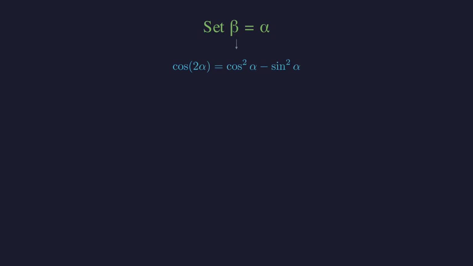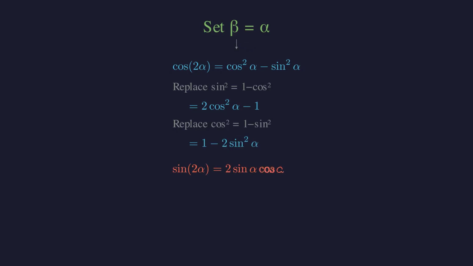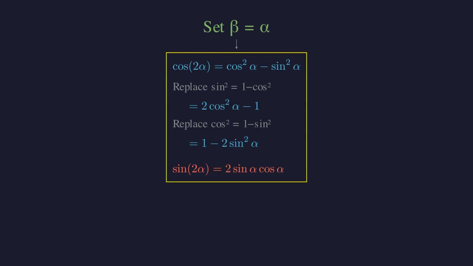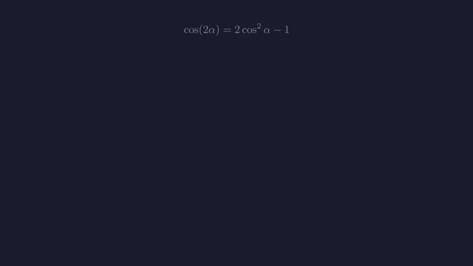Cosine of 2 alpha equals cosine squared alpha minus sine squared alpha. Replace sine squared with 1 minus cosine squared: 2 cosine squared alpha minus 1, or replace cosine squared: 1 minus 2 sine squared alpha. 3 forms of the same identity, and sine of 2 alpha equals 2 sine alpha cosine alpha.